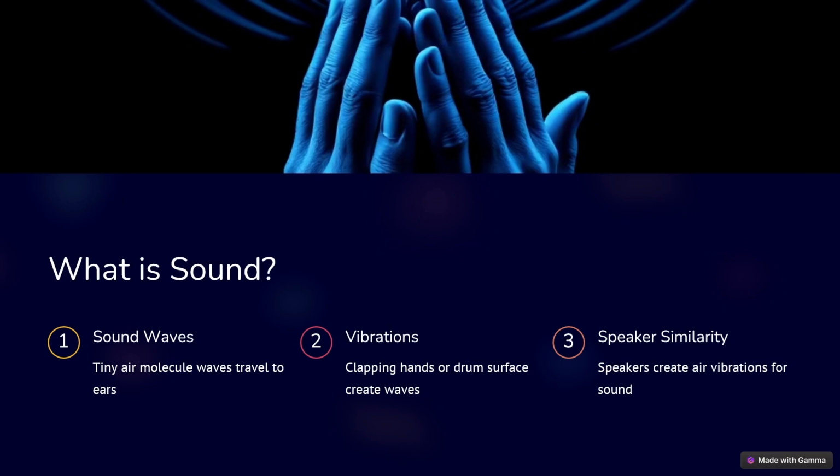Let's look at another example. Have you ever noticed how a drum vibrates when you hit it? The surface of the drum moves back and forth, pushing air and creating sound waves. Speakers do something very similar. They create vibrations in the air, which travel to your ears as sound waves. Now let's take a closer look inside a speaker.